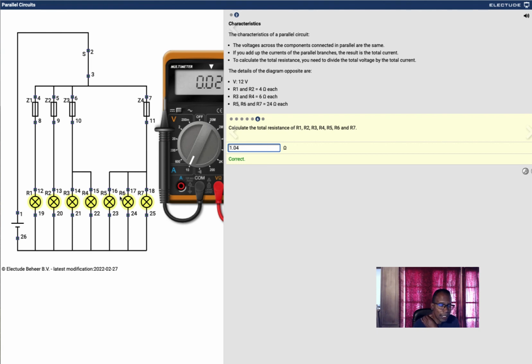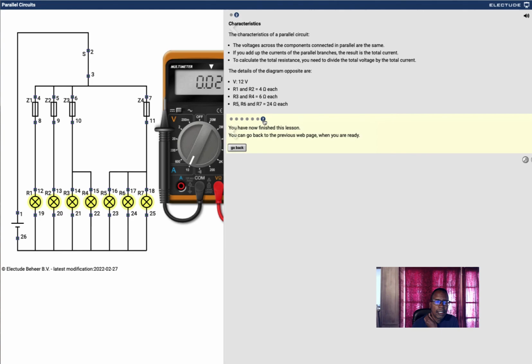And here's another rule. You know you're right when my total resistance is always smaller than the smallest resistor, which is 4. Then you know you're on the right track. If it's more, you did it wrong. Oh, that's it.